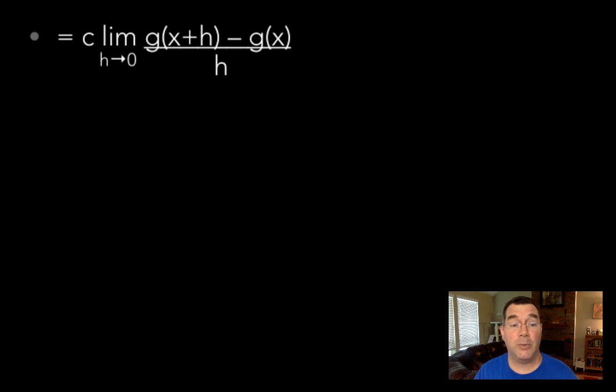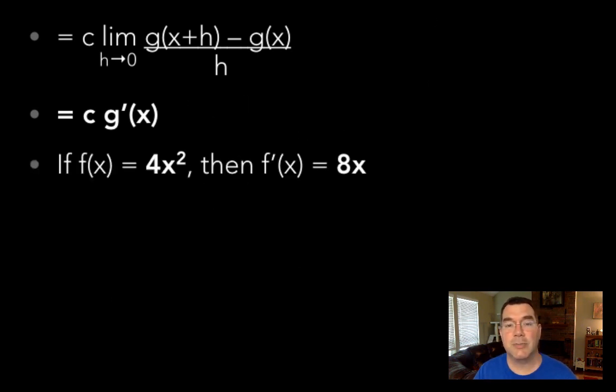And so what I'm left with is c times something that looks very, very familiar to the definition of the derivative, except it's got g's instead of f's. So what I have is c times the derivative of the g function. So if a function is being multiplied by a constant to get a new function, then you just take that derivative and multiply it by the same constant to get the new derivative. Let's go over some examples of that.